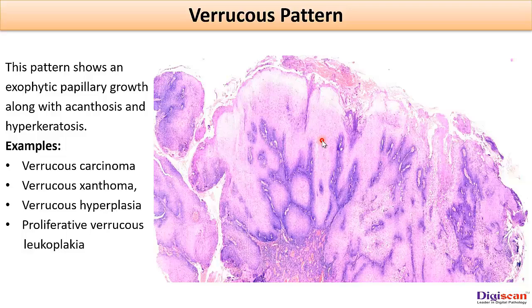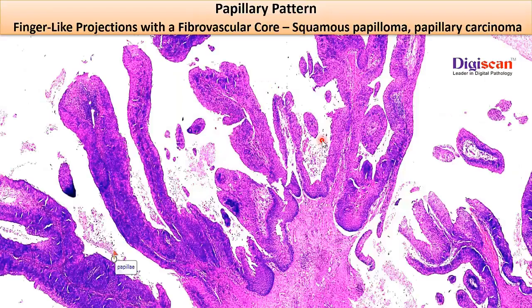In contrast to this is the papillary pattern in which the processes are finger-like and they have a thin long fibrovascular core. And this pattern is seen in squamous papillomas and papillary carcinomas. So we can see that these are cut sections of the papillae. These are thinner than verrucous carcinoma papillae and they have a long fibrovascular core.